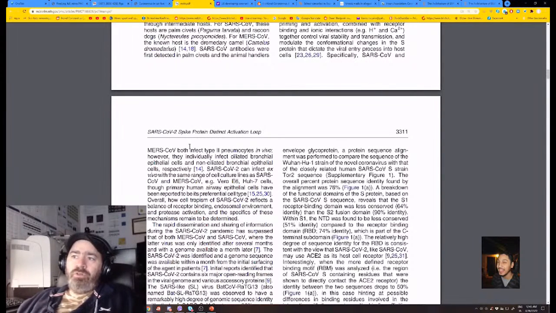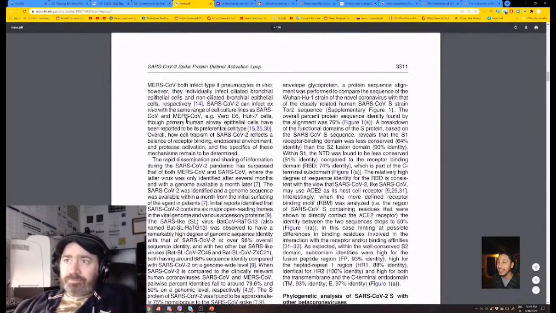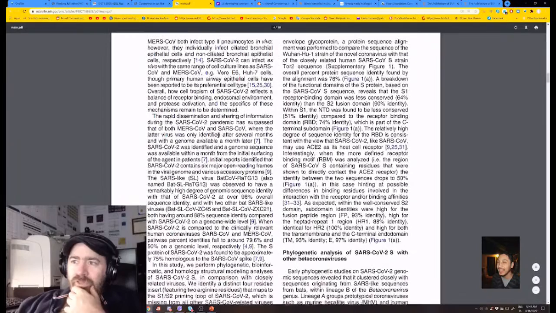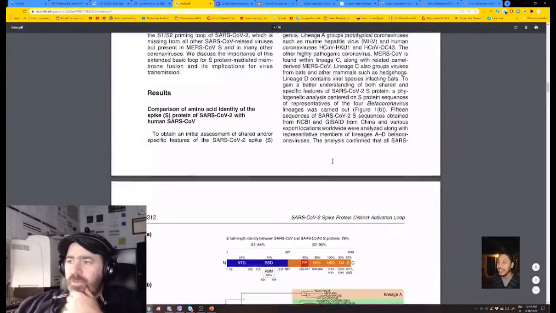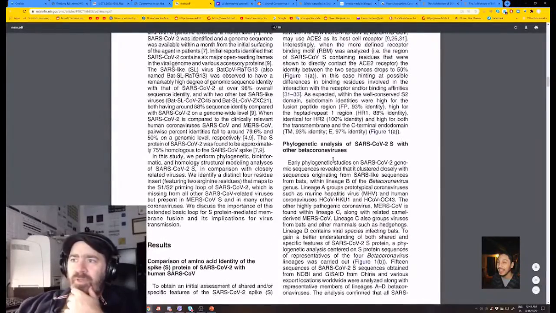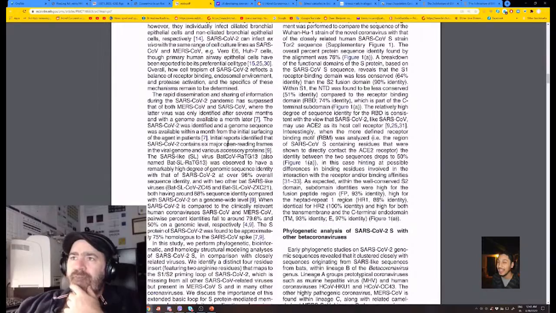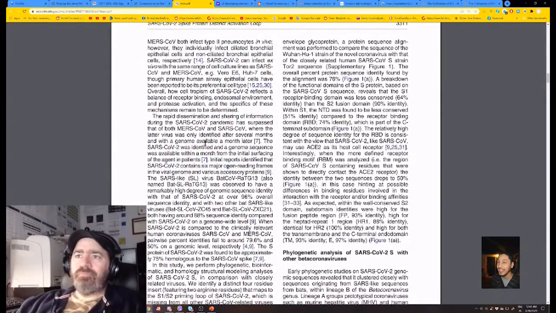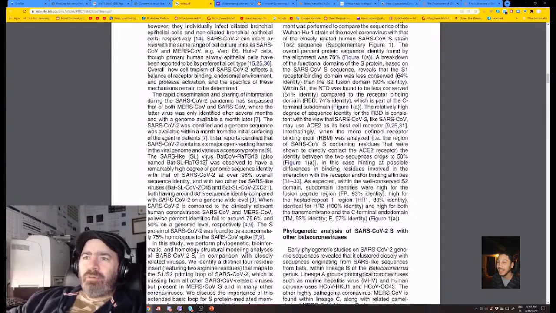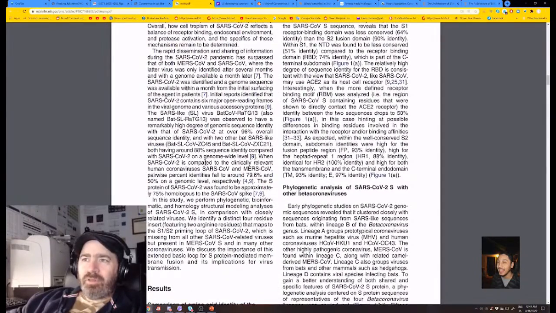Both infect type 2 pneumocytes in vivo. However, they individually infect ciliated bronchial epithelial cells and non-ciliated epithelial bronchial cells. So this is basically, they're talking about different cultures that they're growing on. You say that we can jump a bit ahead. And it's all talking about comparing the different strains, and we know there are different strains.